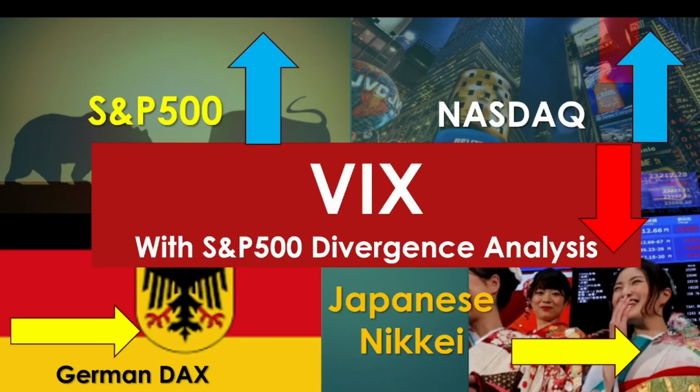This is the update for the S&P 500, the NASDAQ, the German DAX and the Nikkei. As well, we'll be covering the VIX. Now you can see there the S&P and the NASDAQ have risen slightly since our last update. The DAX and the Nikkei have moved sideways and the VIX has dropped.